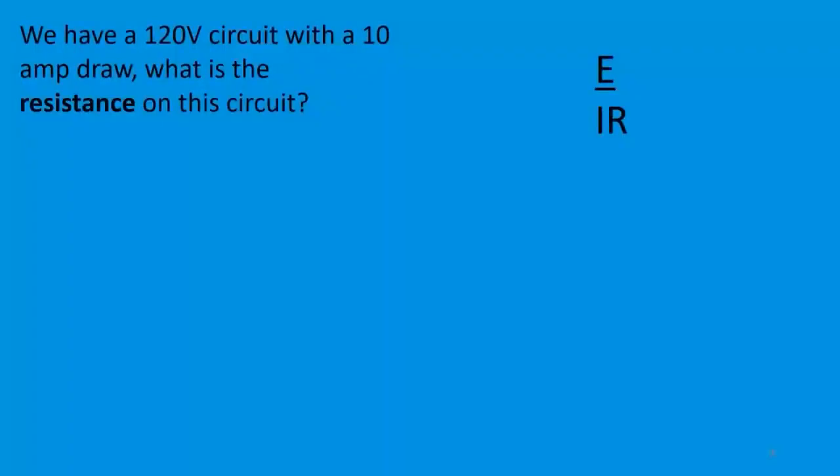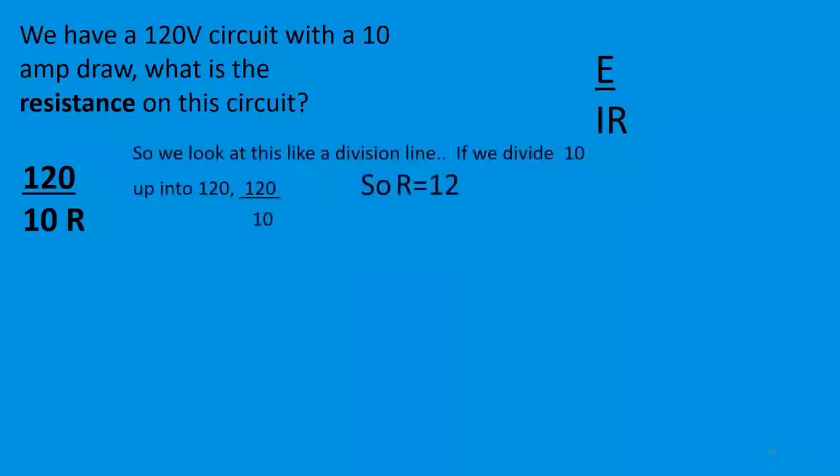We have a 120 volt circuit with a 10 amp draw. What is the resistance on this circuit? So you always just plug in the knowns into the spaces where they go respectively. We know the voltage and the amperage, so we're going to plug those in. Then if we look at this like a division line, if we divide 10 up into 120, we're going to get 12. So the resistance in this case is 12.